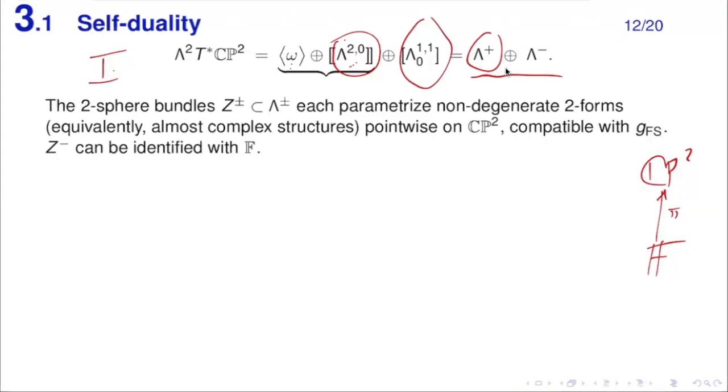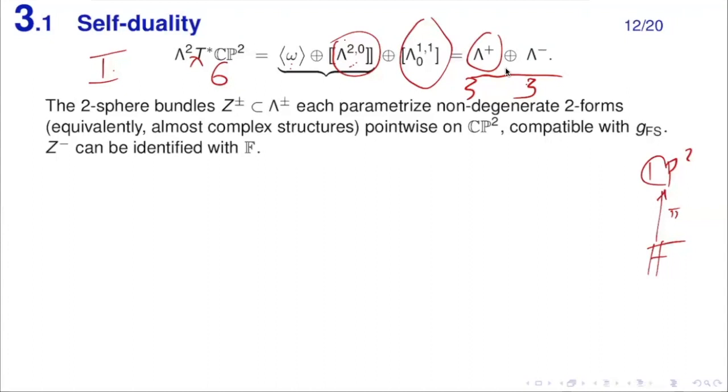And then, you know, we forget about integrability for the moment. We can look at λ2 plus and λ2 minus. These are rank 3 vector bundles. Of course, this is 6-dimensional at each point. This is 3-dimensional, 3-dimensional. So we can look at these sphere bundles, the 2 sphere bundles in λ2 plus and λ2 minus, and those are so-called twistor spaces in general.